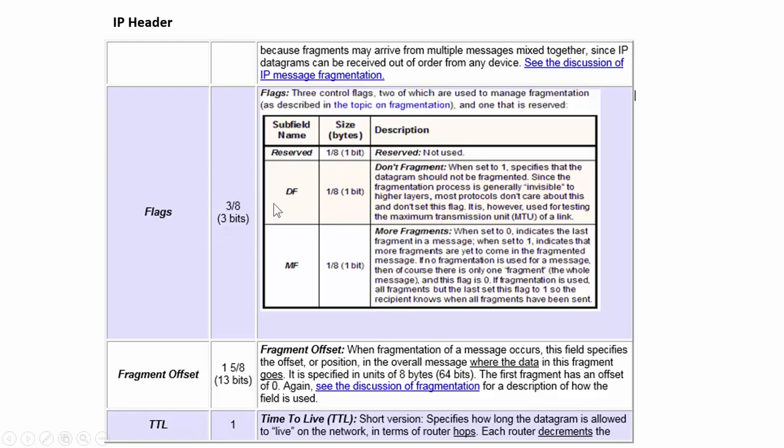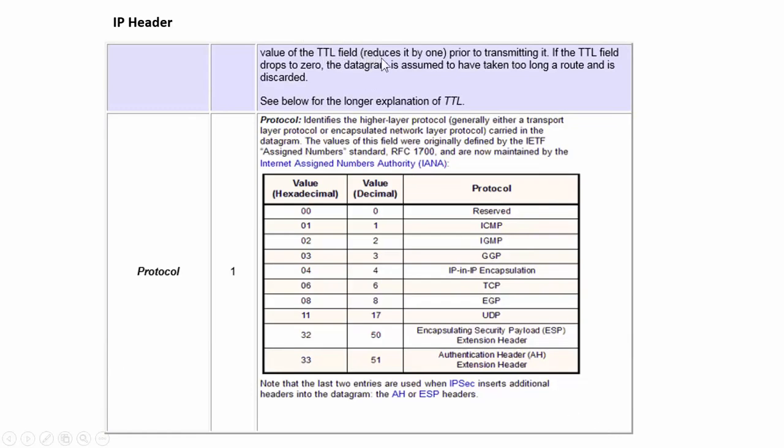The flags field includes don't fragment or more fragment flags. Fragment offset simply shows where the data begins in the packet. And the time to live field specifies how long the datagram is allowed to live on the network in terms of hops. Each router decrements the value of the time to live field, reduces it by 1, prior to transmitting it. If the TTL field drops to 0, the datagram is assumed to have taken too long and is discarded.